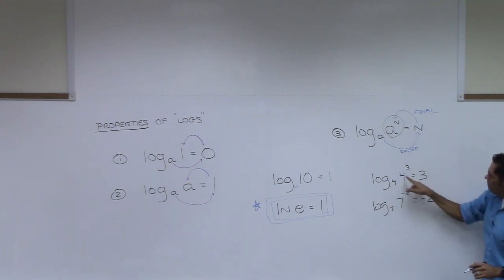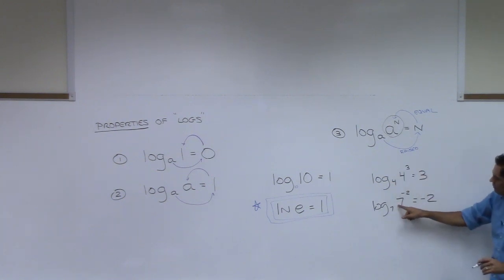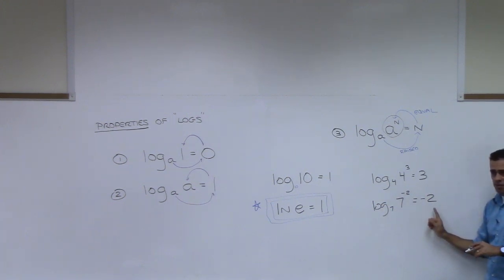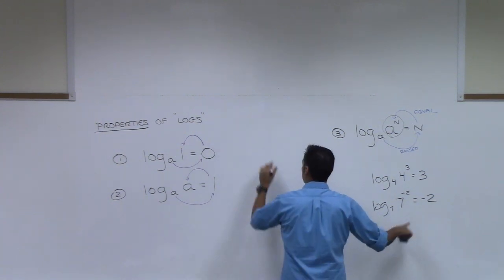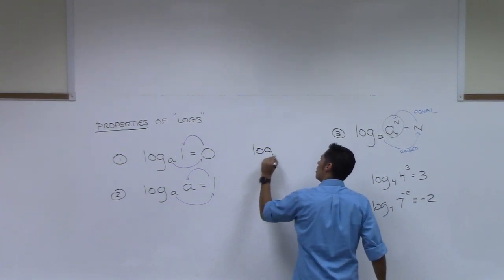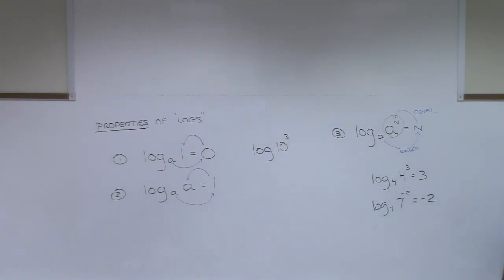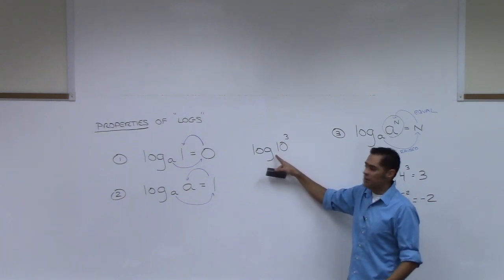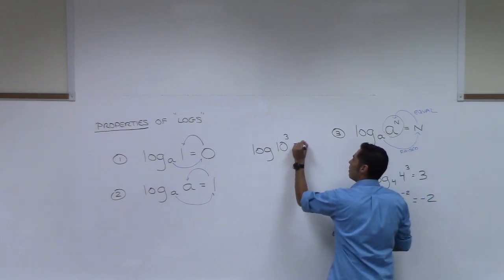You put the exponential 4 to the 3 together with the log base 4, the 3 falls out. You take 7 to the negative 2, which is exponential, apply the log, the negative 2 falls out. Understand? So now let me do a couple more examples. How about this? What would log of 10 cubed be? 3. The reason it's 3 is because when I write log, what's the base down here? 10. So this looks like log base 10 of 10 to the third. So this should just be 3.